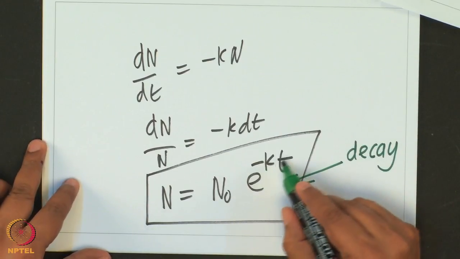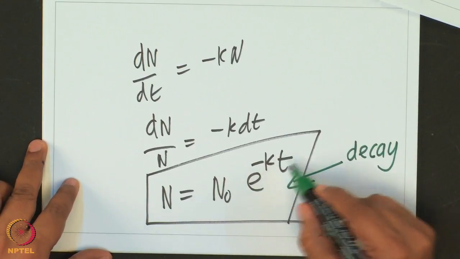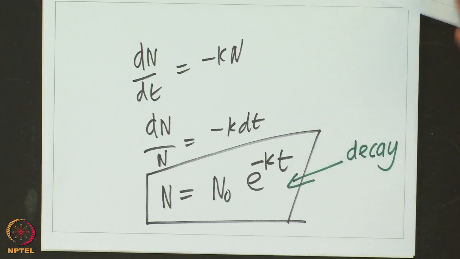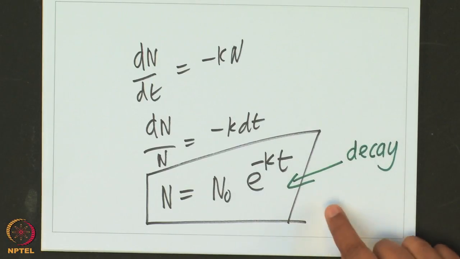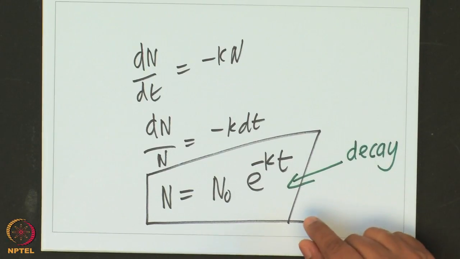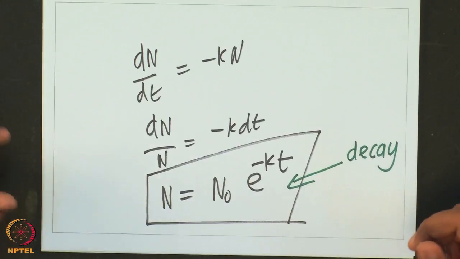So n would decrease with time, n is equal to n0 e power minus kt. So this would exponentially decrease, and therefore this is an exponential decay. One other very typical example would be if you have a set of proteins bound on the DNA.